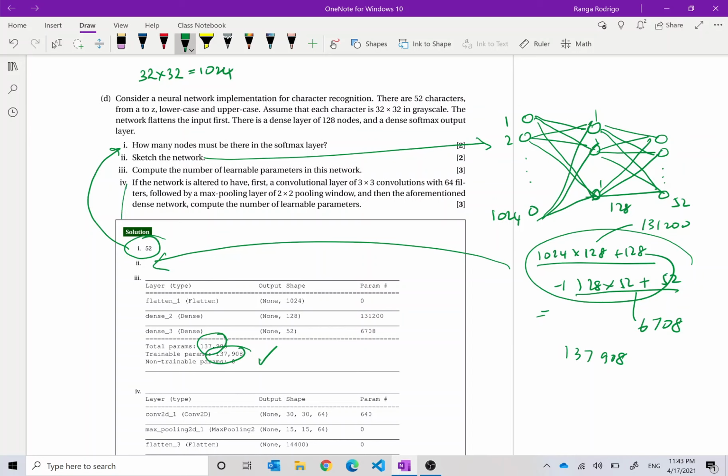Then the network is altered to have first a convolution layer of 3 by 3 convolutions with 64 filters, followed by a max pooling layer of 2 by 2 pooling window, and then the aforementioned dense network. Compute the number of learnable parameters. The stride is not set, so here you have to assume that the stride is 2 for 2 by 2 pooling.